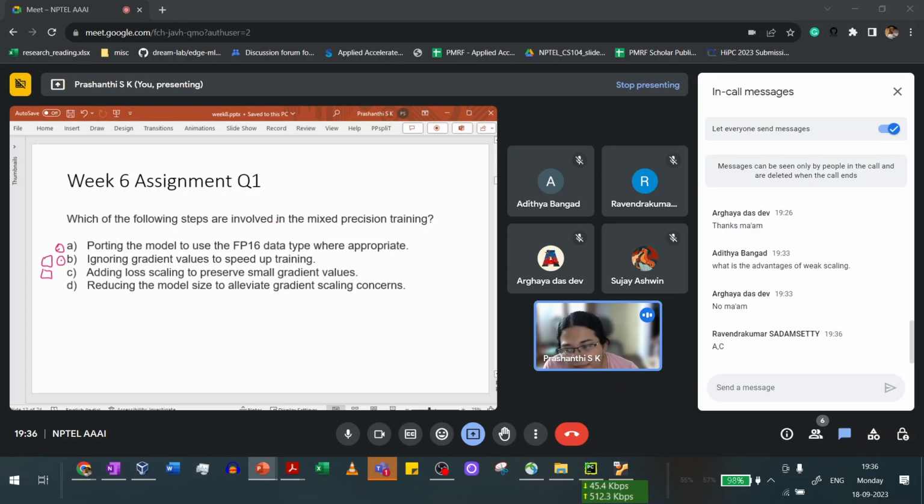Which of the following steps are involved in mixed precision training? A, porting the model; B, ignoring gradient values; C, adding loss scaling; D, reducing the model size to alleviate gradient scaling. We have one answer saying A comma C. Okay, anybody else? A comma B, ignoring gradient values to speed up training. Okay. Any other answers?